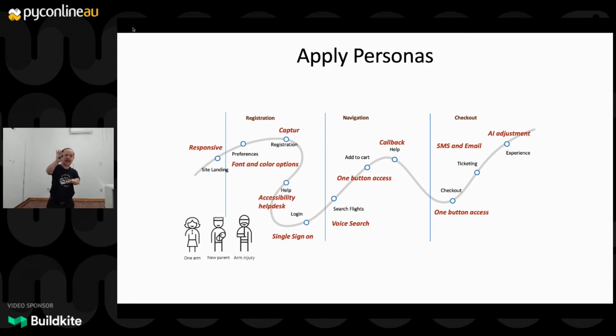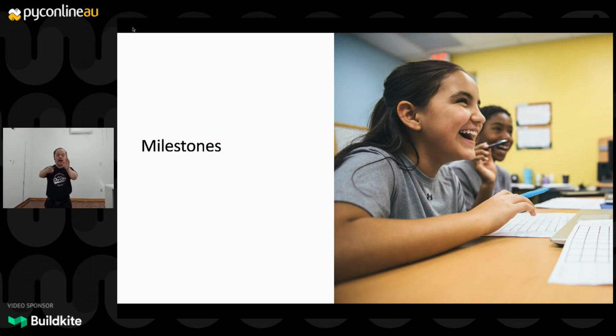We have responsive design, captchas, single sign-on, callback help, one button access, voice search, SMS and email, and then right at the end, we have AI adjustment. Because we need to understand, did this work for the person? I remember having a digital assistant, and I was screaming at this thing because it couldn't understand my South African accent. And I thought to myself, if this thing doesn't understand me, and I had accessibility requirements, why isn't it responding to me in an emotional way? And Microsoft and Apple and Amazon actually built emotional intelligence into their assistants recently, because they understand that a lot of people use them for more than just fun and games. They need those assistants. So use your AI adjustment to learn from the experience.